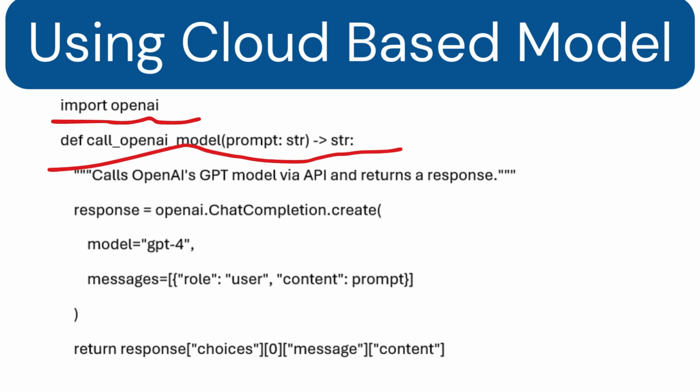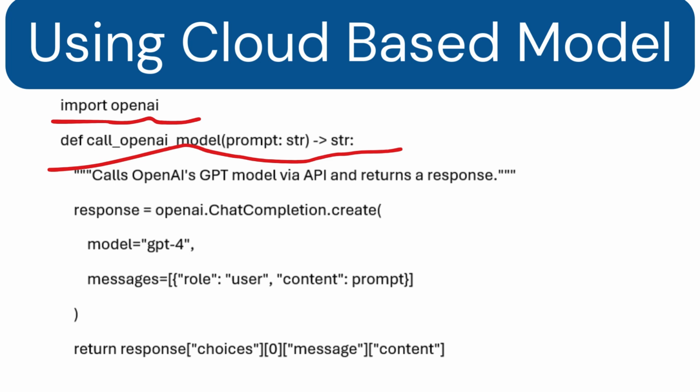Step 2, defining the function. def call_OpenAI_model, prompt: str, returning str. Here, we're defining a function called call_OpenAI_model. It takes one argument, prompt, which is the text input that we want to send to the AI. And the function is set to return a string, meaning the AI's response will be text-based.